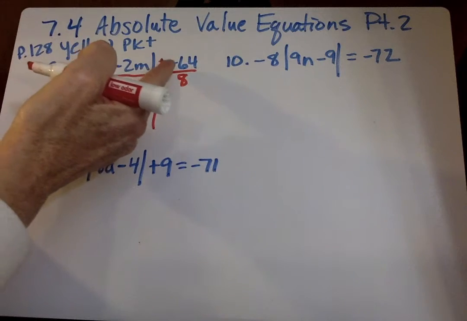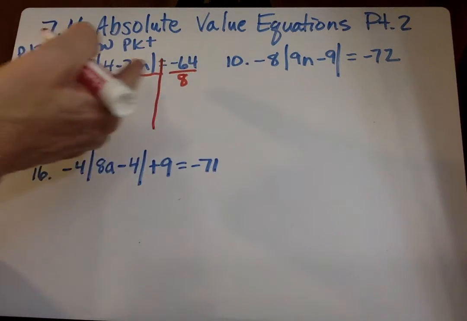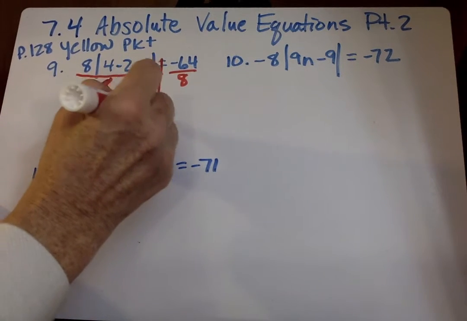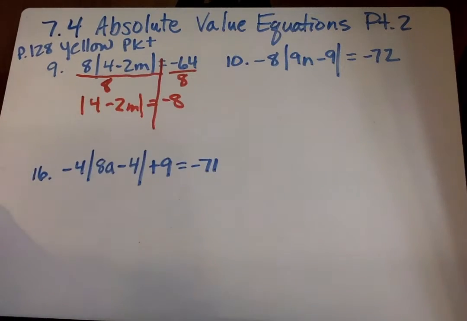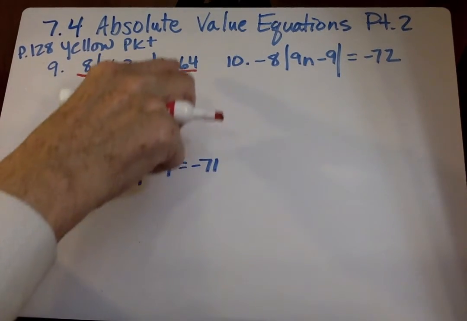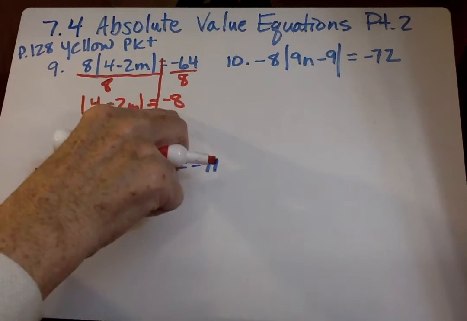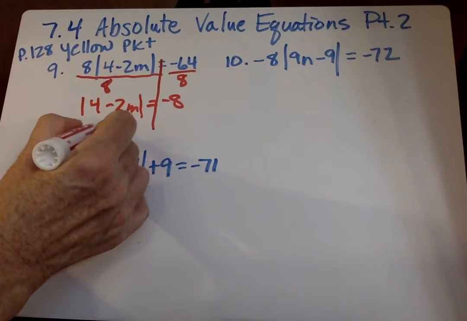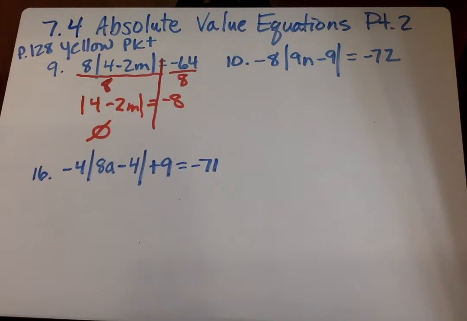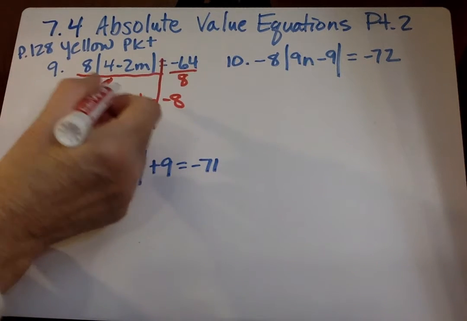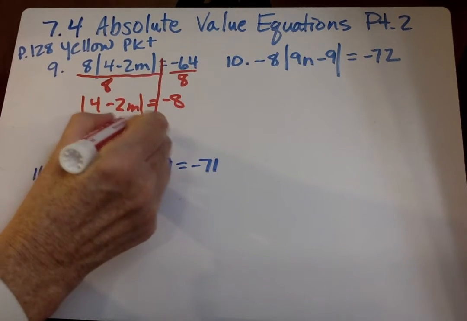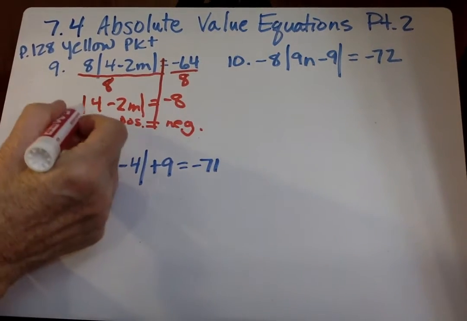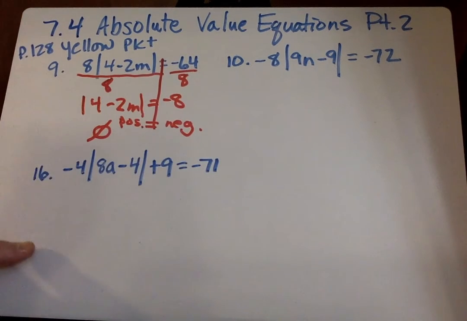Now you may be tempted to say, oh, it's negative, that means it's empty set. Well, we have to wait till the absolute values are by themselves, which now it would be. Now that it's by itself, that has to be a positive number. Otherwise, the answer is empty set. So this side has to be positive, equals negative, never. It's either neutral or positive, but it will never be negative for absolute value.